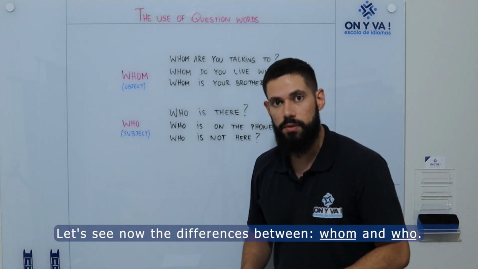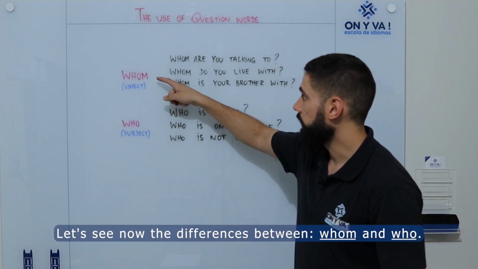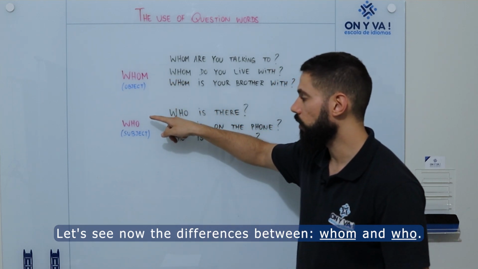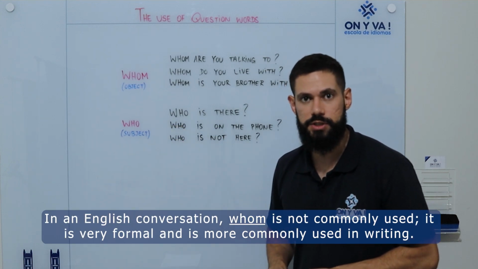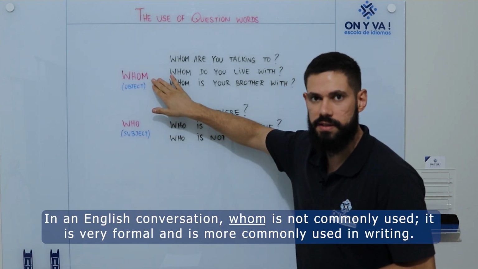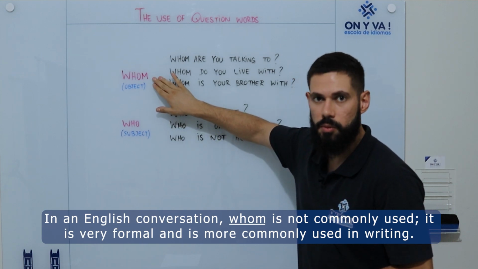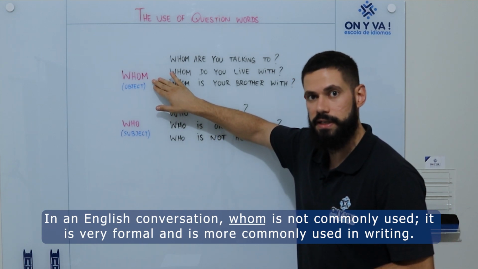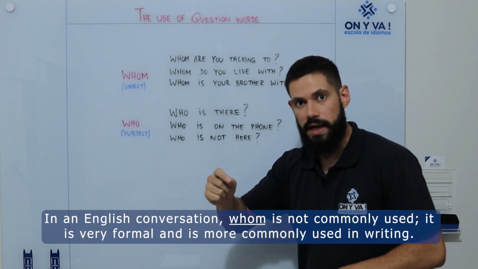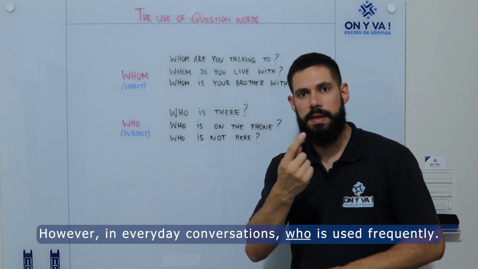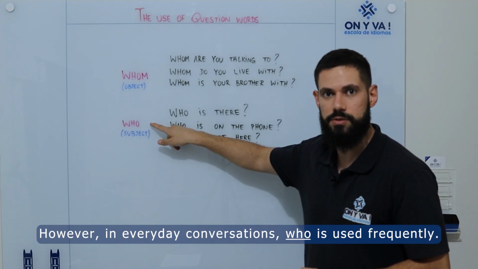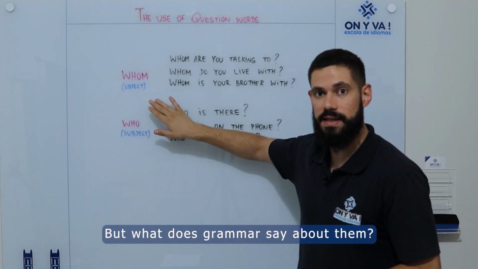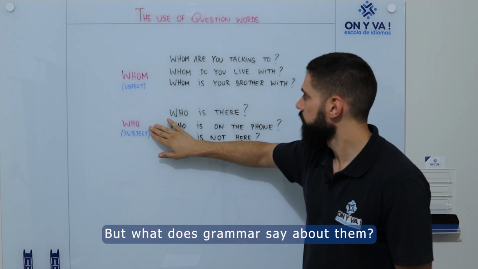Let's see now the differences between whom and who. In conversation, in spoken English, whom is not common. It's formal and very commonly used in writing. But in day-to-day conversations, who is very commonly used. But what does the grammar say about them?